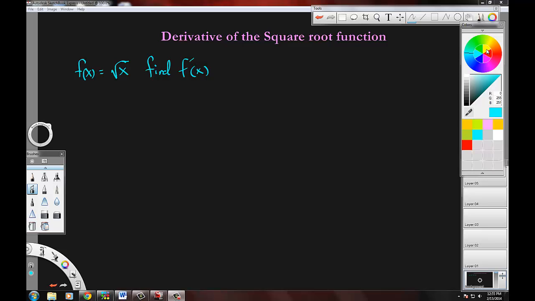Hello. We're going to find the derivative of the square root function. We've definitely never done this before, so let's do this. This is going to be quite intense, but it's doable. So watch this method of doing the derivative of a square root function.